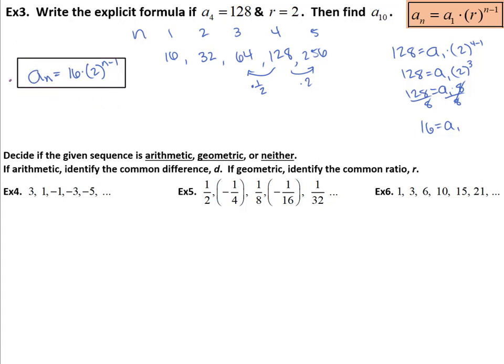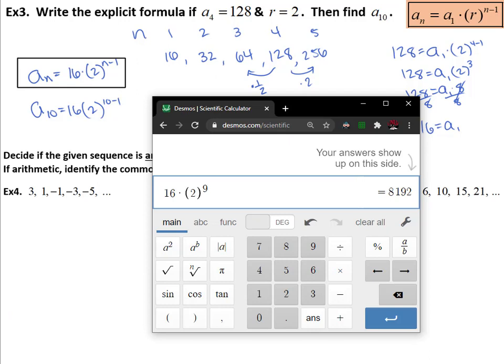Now let's find the 10th term. Okay, so we just plug in 10 for n, right? 10 minus 1 power. Let's go to our calculator. So I went ahead and simplified to the 9th power here, but if you multiplied by 2 9 times, starting with 16, we end up with 8,192 is our 10th term.